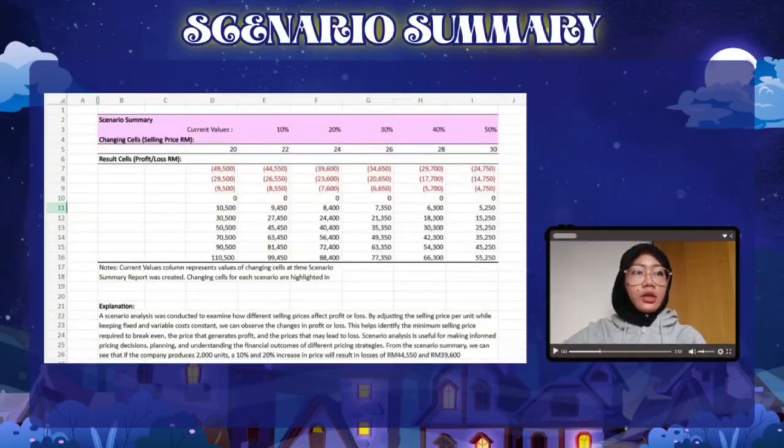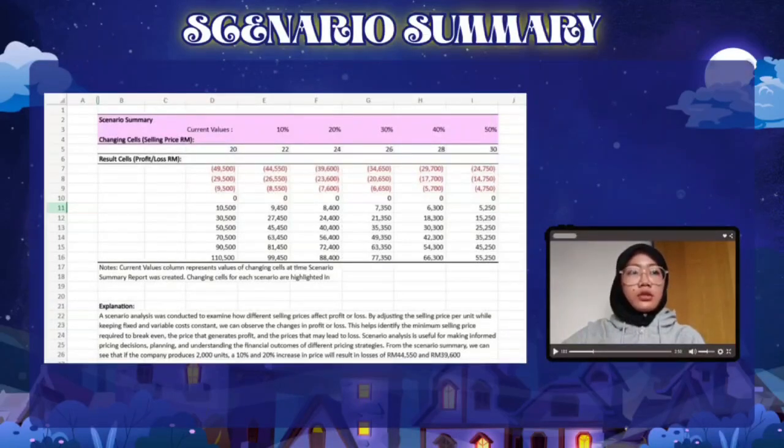Now, for the scenario summary, which focuses on how changes in the selling price per unit affect the company's profit or loss. In this analysis, all fixed and variable costs are assumed to remain constant, and only the selling price is adjusted. The current selling price is RM20 per unit, which is used as the base scenario. From this base, the selling price is increased by 10%, 20%, 30%, 40%, and 50%, resulting in selling prices ranging from RM22 up to RM30.